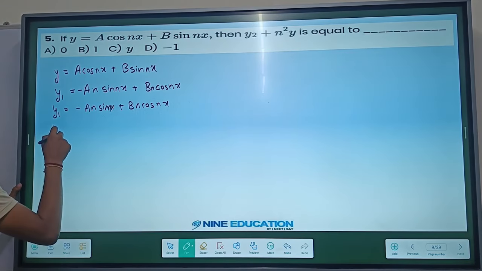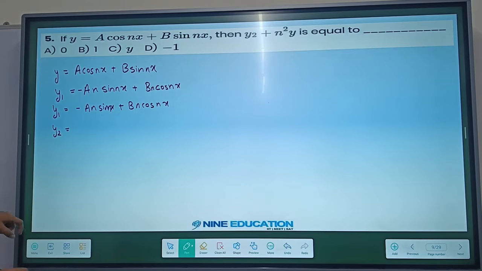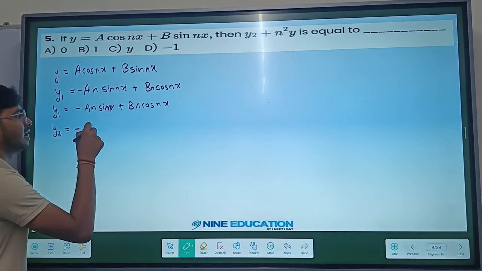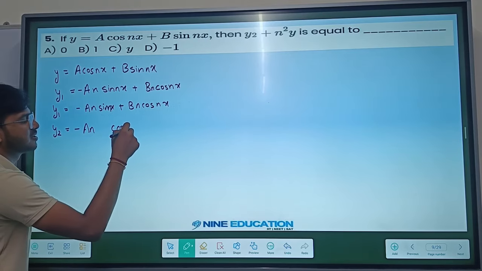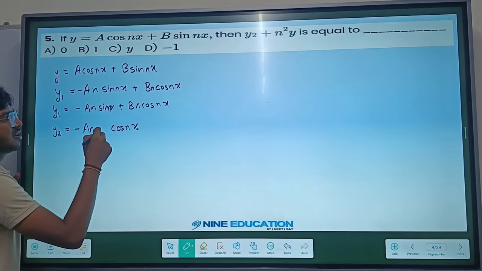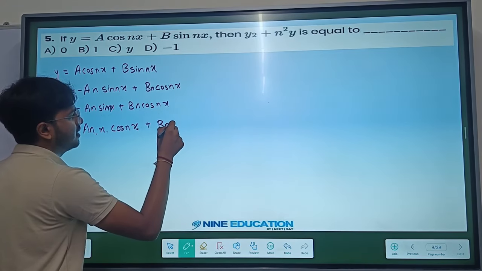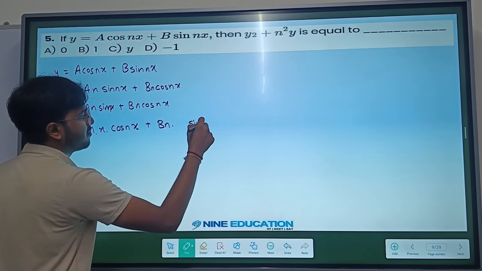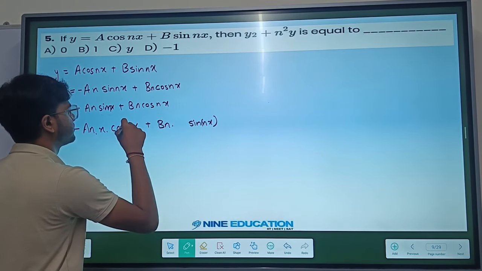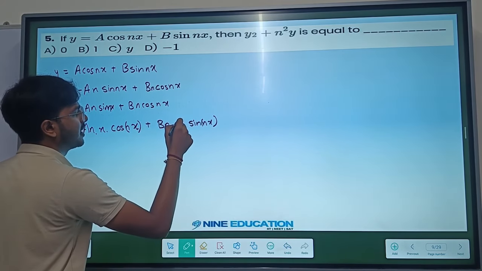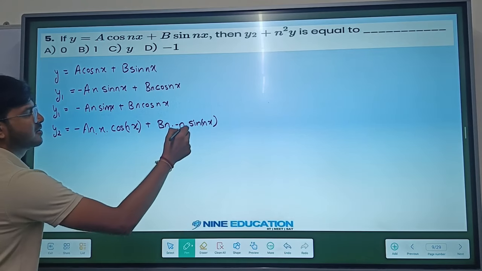Let's differentiate it once again. Differentiation of y1 would be y2 minus an. Differentiation of sin is cos nx. Differentiation of nx is again n, plus bn. Differentiation of cos is minus sin nx. So there will be a minus, and differentiation of n is minus n.